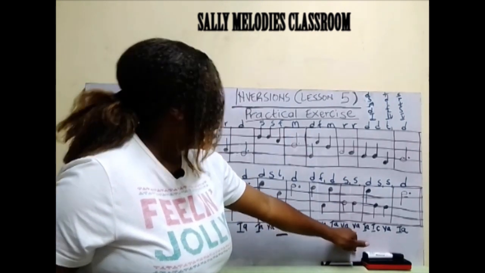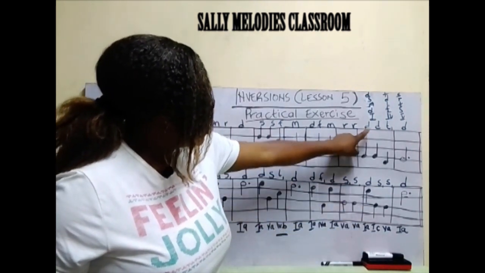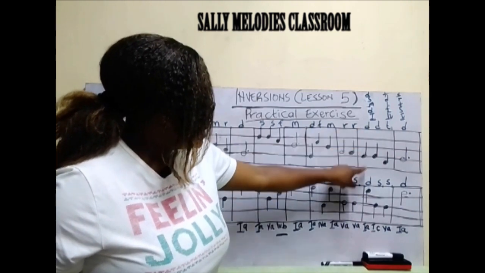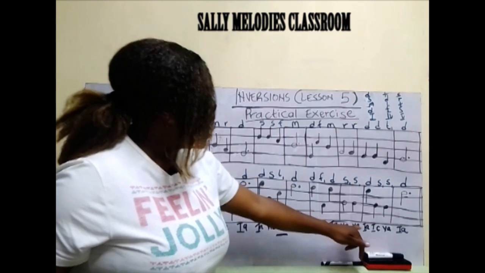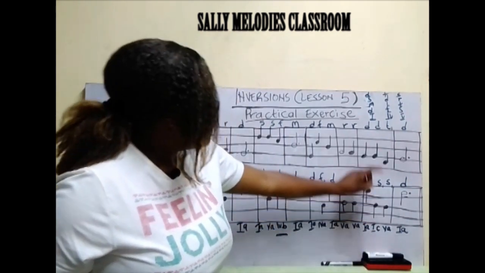So it is 5A, 5A. We continue, we go to do and do. So it hasn't been inverted because do is still taking the root position. So we have 1A there.